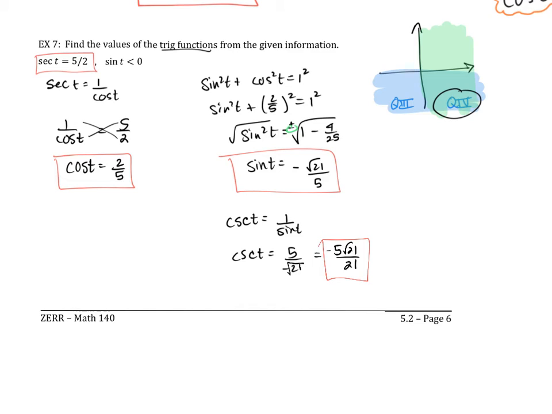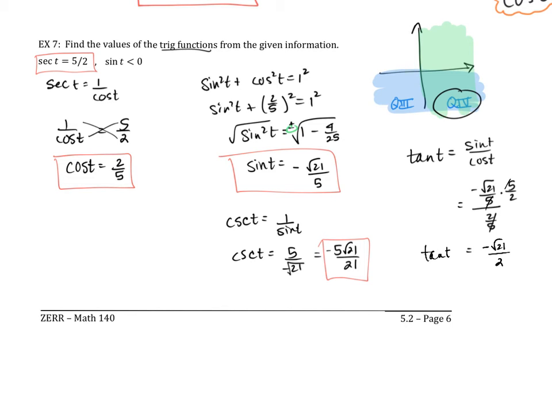We just need tangent and cotangent. So tangent is sine over cosine. So that would be negative square root of 21 over 5 divided by 2/5. And we'll just multiply by the reciprocal instead of dividing by our fraction. So that gives us that tangent is negative square root of 21 over 2, because our 5s will just cancel there. Okay, so that is our tangent.